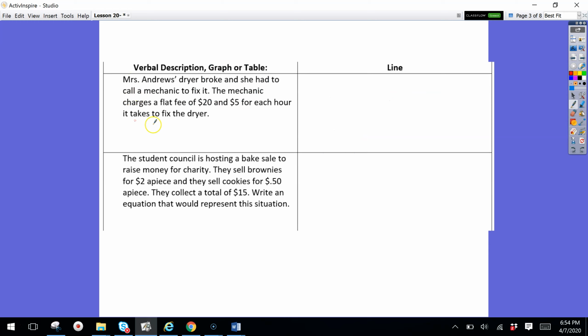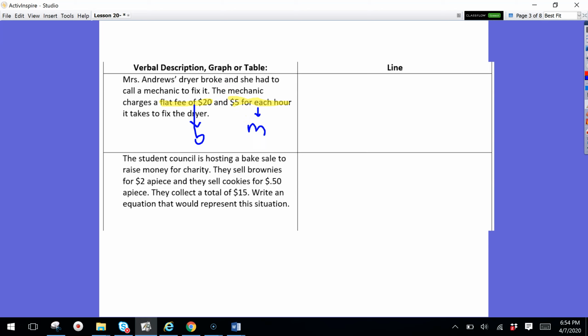Okay, so here Mrs. Andrews' dryer broke, and she has to call a mechanic to fix it. The mechanic charges a flat fee, I would go ahead and highlight that, a flat fee of $20 and $5 for each hour to fix it. So the flat fee only happens once, and it's our starting value. So this right here would be our y-intercept. The $5 each hour is clearly our rate of change, so it is our slope.